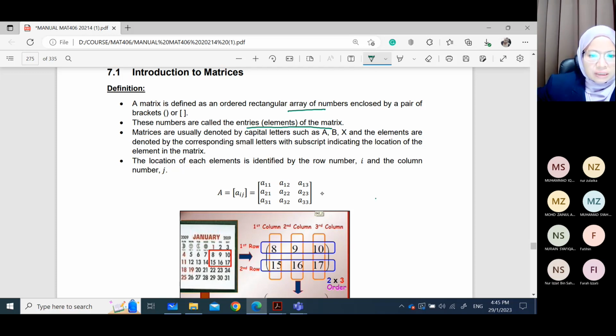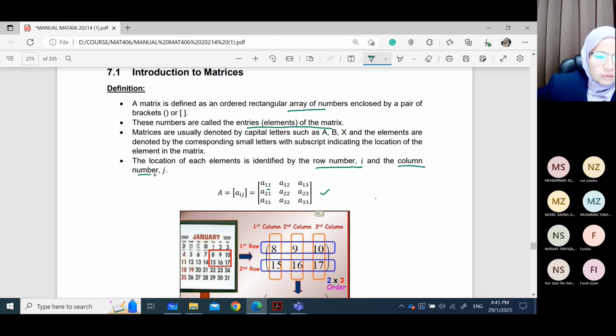So apa yang lihat kat sini, ini adalah matrix. This one is a matrix. So in matrix we have elements, so element in terms of A11, A12, A13. So 11, 12, 13 ni adalah location. Alright. So in matrix we have a number of rows. Kita ada row. So row represent I.